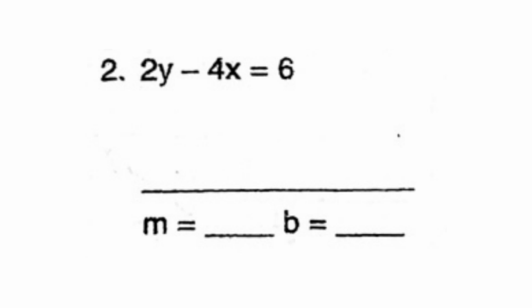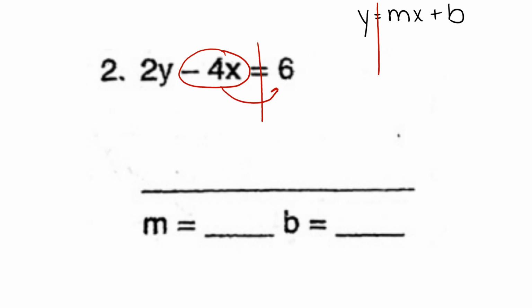Number 2, same thing, we're going to reference our general equation, y equals mx plus b. We want the y to be on the left-hand side of the equal sign, the mx to be on the right-hand side of the equal sign, and the plus b to be at the back. If we draw our line down our equal sign, we can see that the negative 4x is on the left-hand side. We want to move it to the right-hand side. When we move something, we change it to the opposite, so we would change it to a positive 4x.